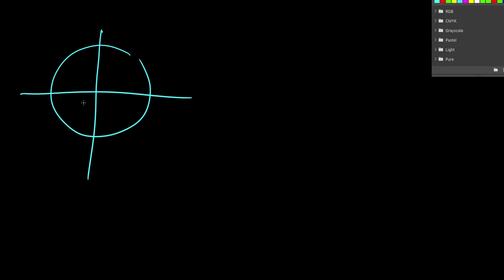Hey math kids, today we're going to talk about the unit circle. The unit circle is a circle that has a radius of 1. It's centered at the origin, and it's how we really dive in deep to trig functions.